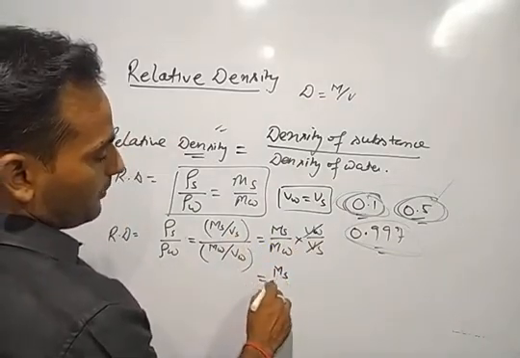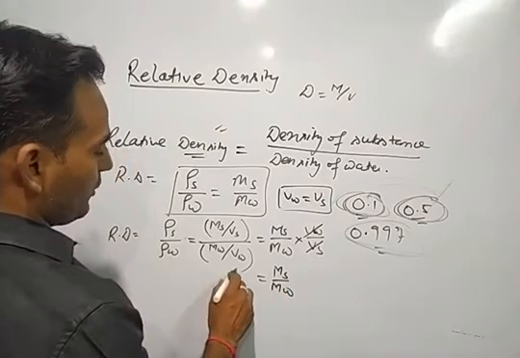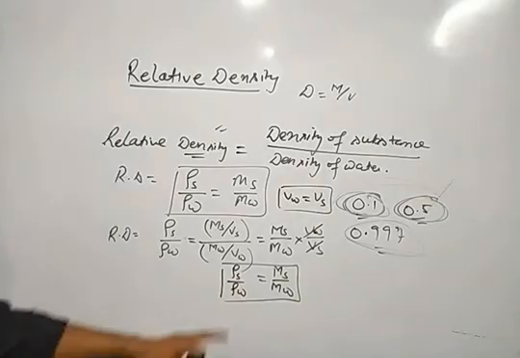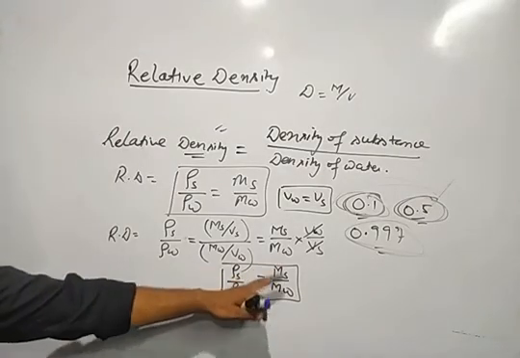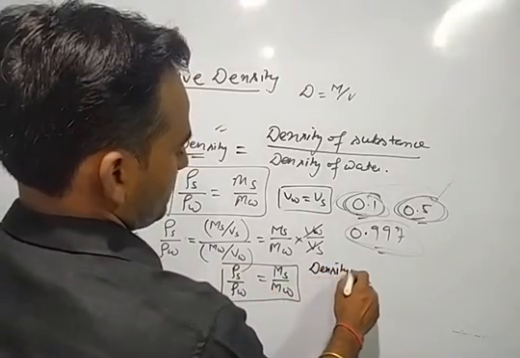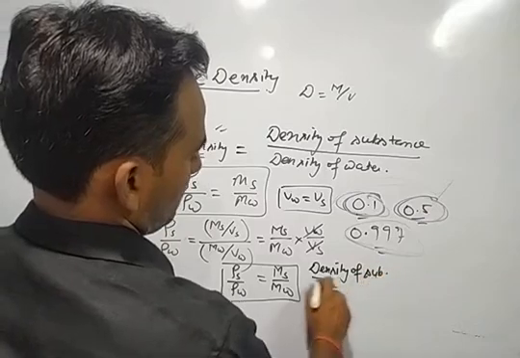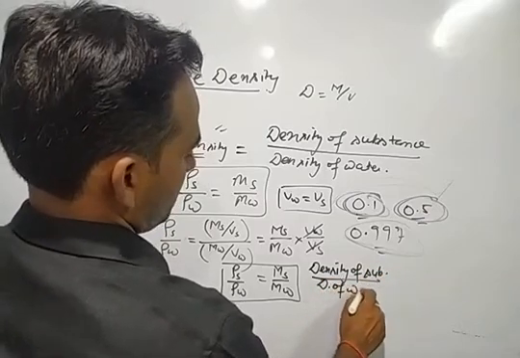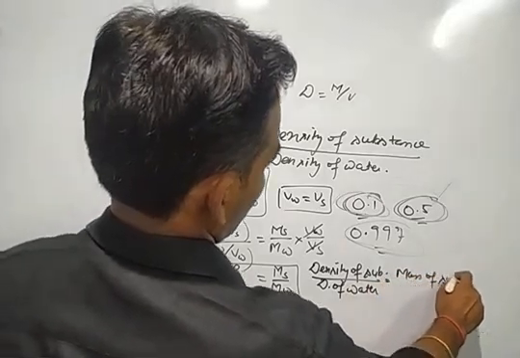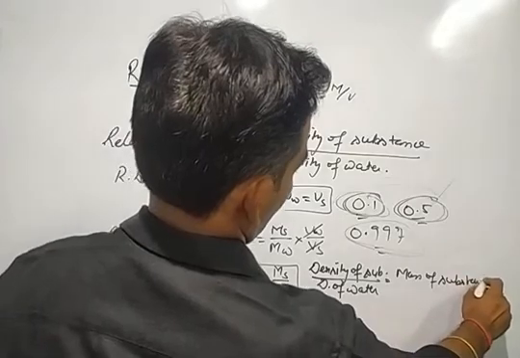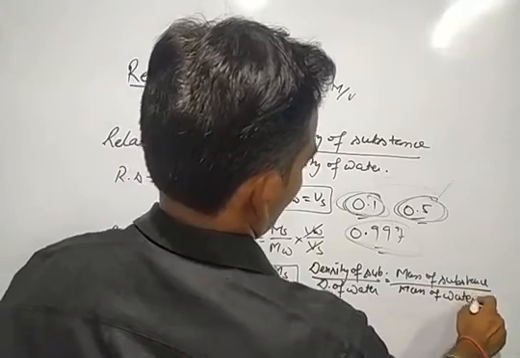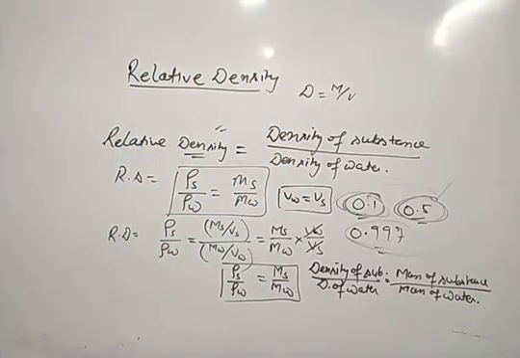So we will get ms upon mw is equal to rho s upon rho w. So this is the formula for you: density of substance upon density of water is equal to mass of substance upon mass of water. This is a formula also, and we will use it directly in the numericals.